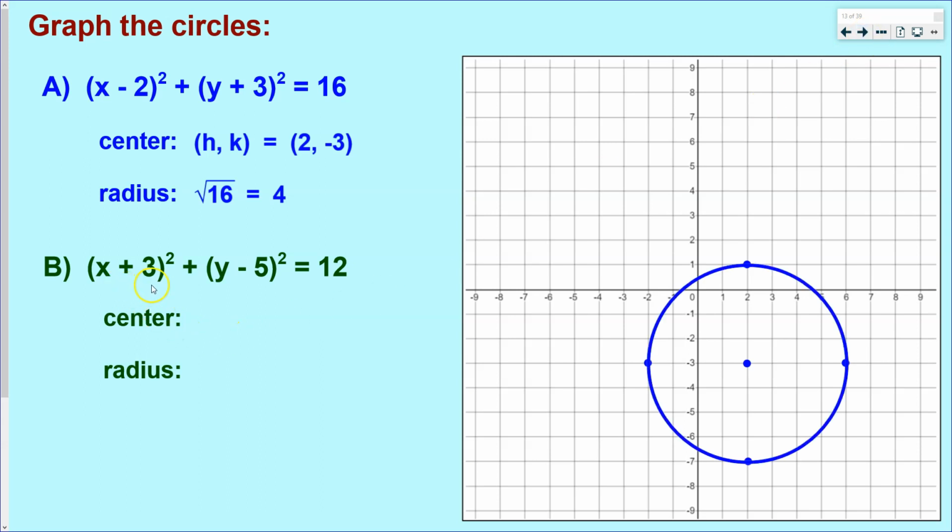If we do the second one, same deal. This is left 3, up 5, and if we take the square root of 12, it's not going to be a perfect square root, but we can estimate it with a decimal, and go ahead and plot the center again. Move 3.46 or 3.5 units up, down, left, right from that center point, and then try to connect the dots as best you can by hand.